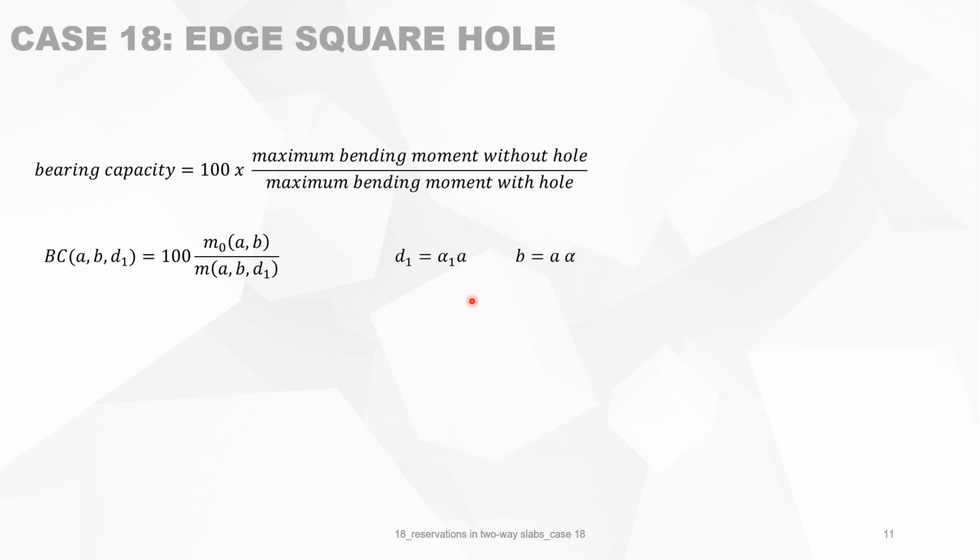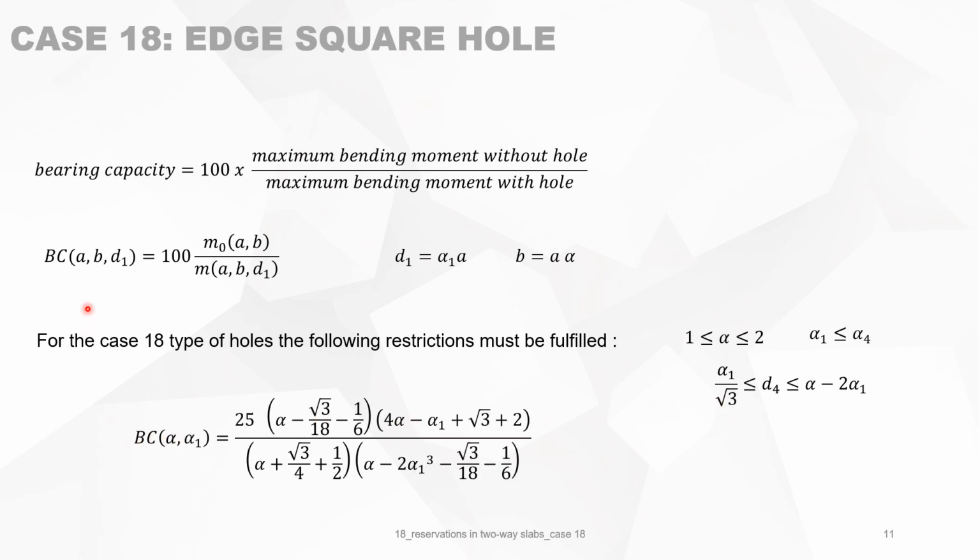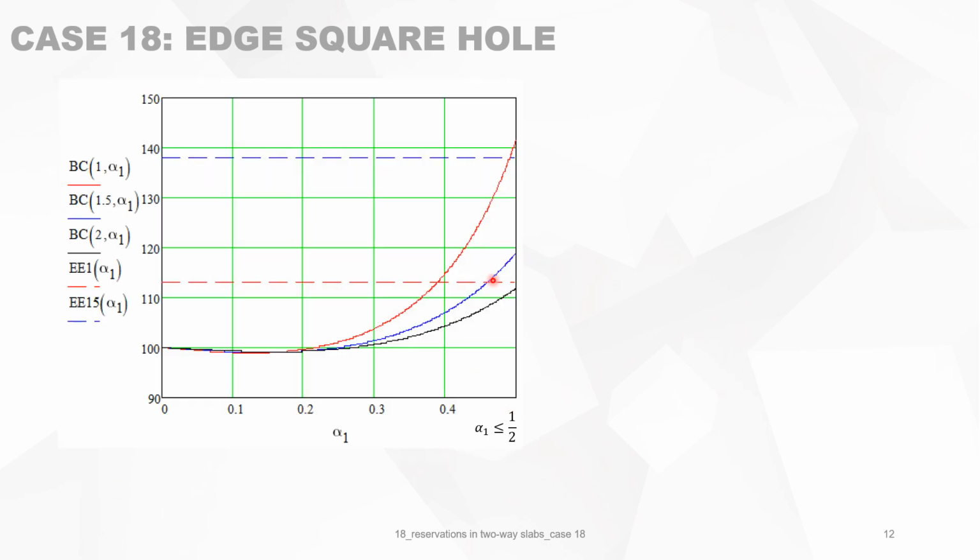We use non-dimension parameters. And for this case 18, we know that this condition must be fulfilled. And we are now looking at D4. Remember, D4 is not implicit in the formula, but how do we cope with this condition? So the bearing capacity can now be calculated with the formulas of the previous slides, and you have this formulation.